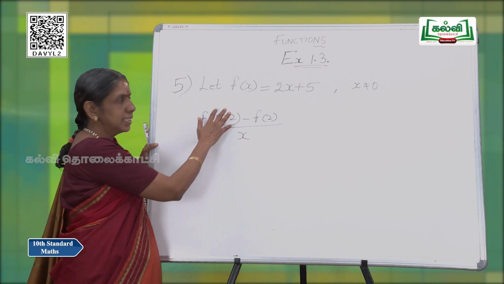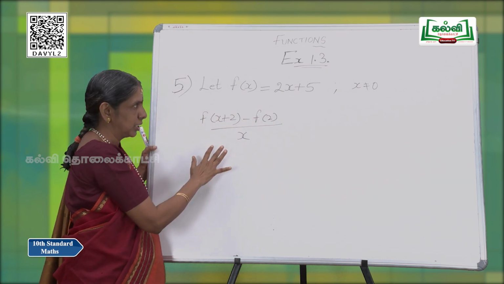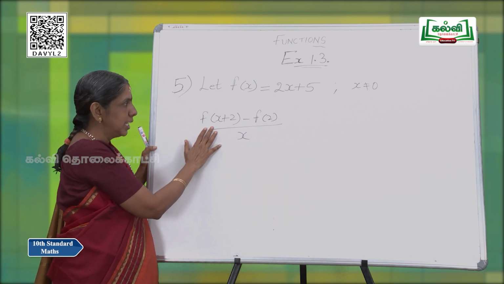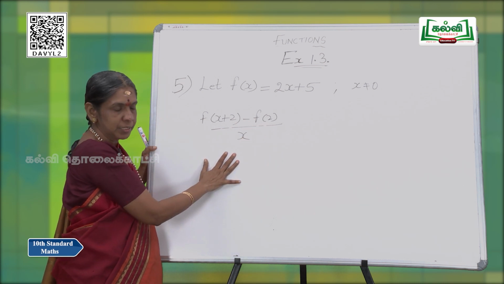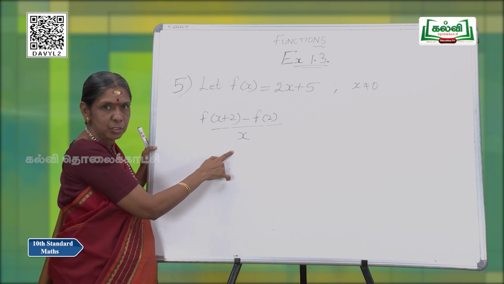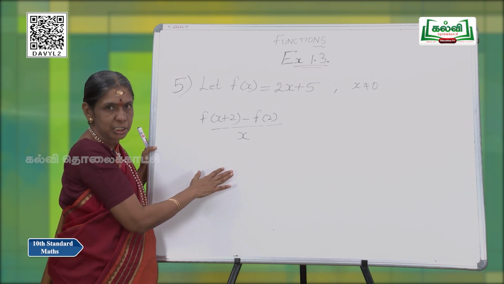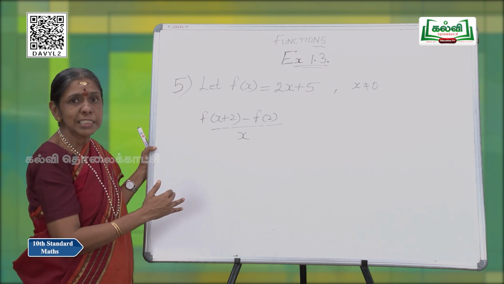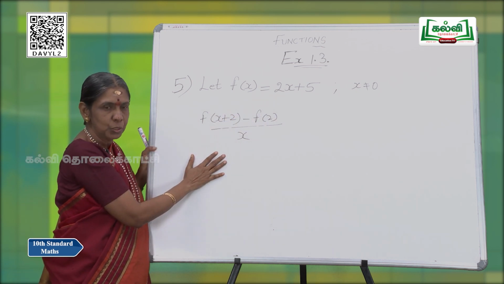Now, let us start the next example. F of x is equal to 2x plus 5. This is the function. And if x is not equal to 0, we have to calculate f of x plus 2 minus f of 2 divided by x. Why they have given x is not equal to 0 is because x comes in the denominator, and you know that we cannot have denominator as 0. When we have denominator as 0 in any sum, we call it indeterminate. That is why they have given the condition x is not equal to 0.